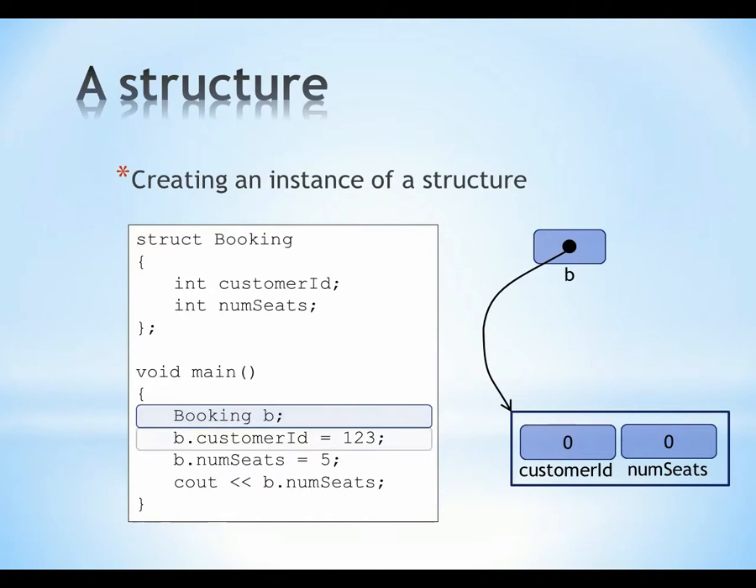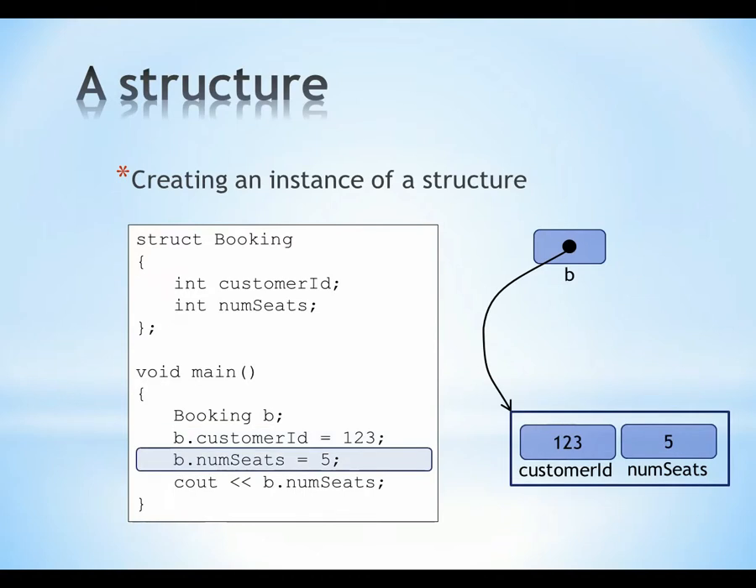Then we can do things like b.customerID. So the dot notation is used to access the field within the struct, and we can set it equal to 123. And then the next statement will set num_seats equal to 5. And then we're able to do things like output the value of the field, so 5 will be output.